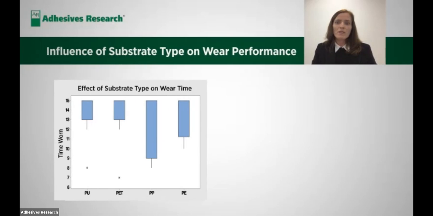The substrate type can also influence wear performance. Here we see the results of a wear study performed with 4 different substrates: polyurethane, polyester, polypropylene, and polyethylene. The time worn is illustrated in the box plot. As can be observed, the polyurethane and polyester samples performed most favorably, in contrast to the polyethylene and the polypropylene samples.